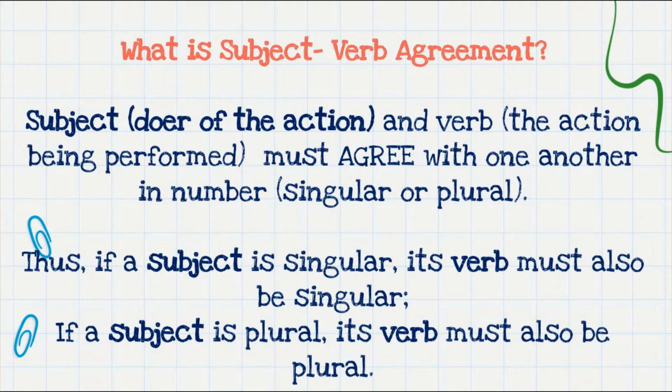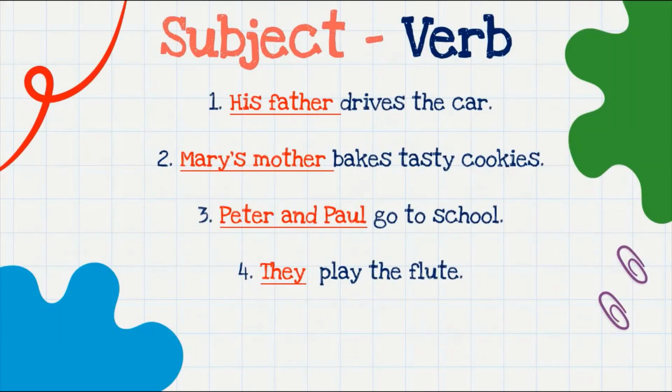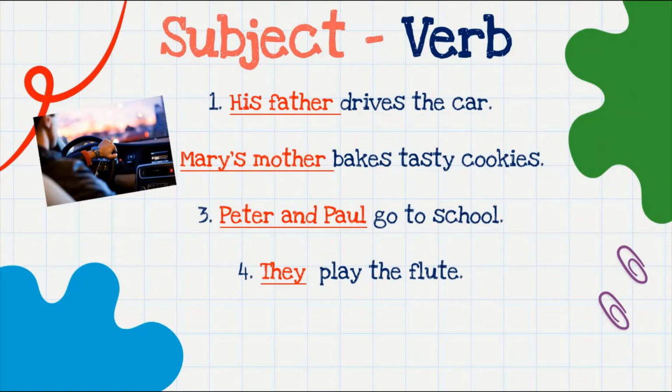Now that we've established who the subject is and what a verb is, we can now move on to what an agreement between the two is. Subject-verb agreement means that the subject, that is the doer of the action, and the verb, which is the action being performed, they agree with one another. Meaning, if the subject is singular, the verb must be singular, and if the subject is plural, the verb must be plural. So let's go back to the slide once again.